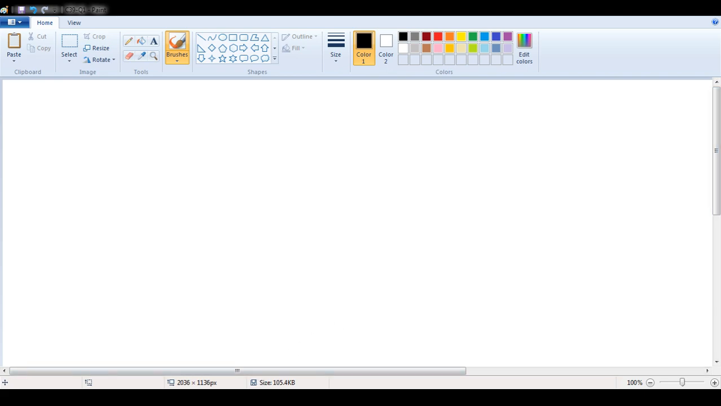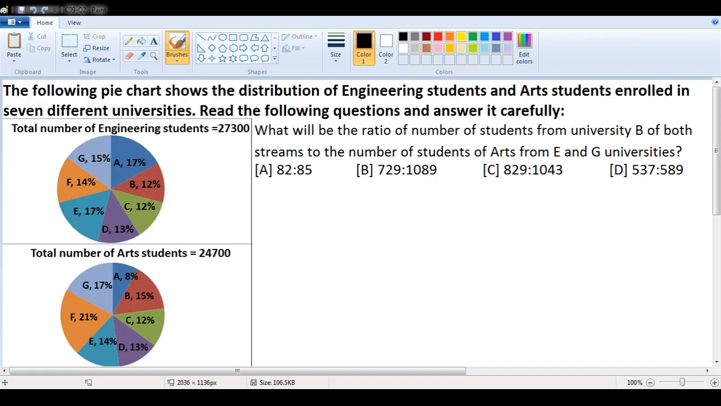Next, second question. I am drafting the second question of that caselet. What will be the ratio of number of students from University B of both streams to the number of students of arts from E and G universities?